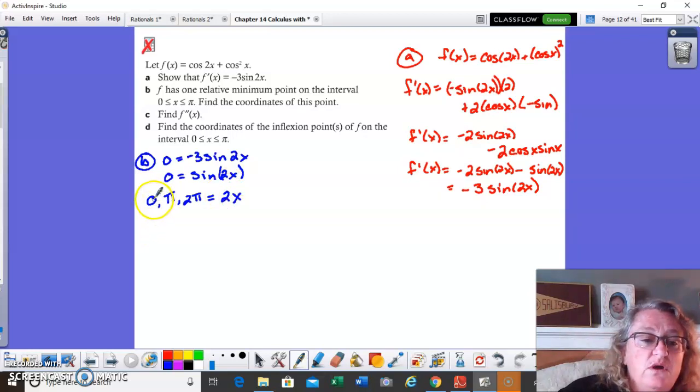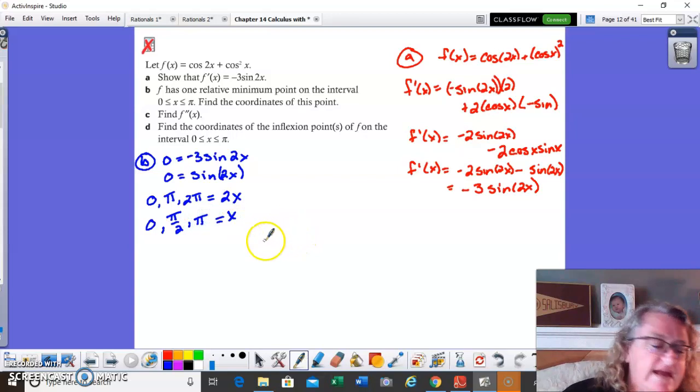Okay, so now I want to go ahead and do these divisions and see what happens. So 0 divided by 2 gets me x equals 0. Pi divided by 2 gets me pi over 2. And 2 pi divided by 2 gets me pi.